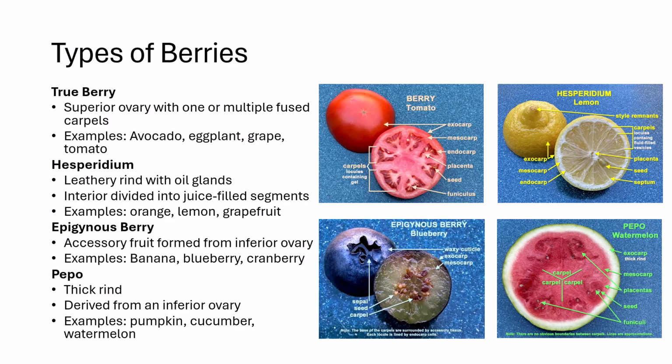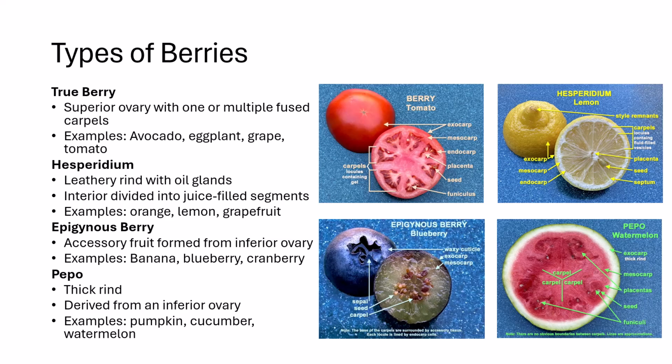The Epigynous berry forms from an inferior ovary, meaning that other floral parts surround the ovary and become incorporated into the fruit. Because additional floral tissues contribute to the fruit structure, these are considered accessory fruits. Examples include bananas, blueberries, and cranberries.